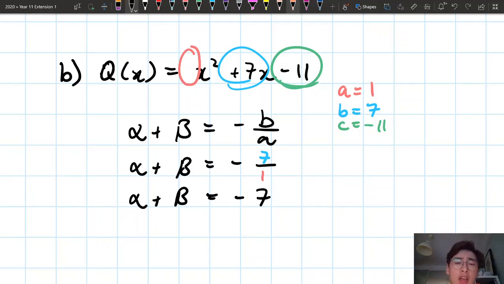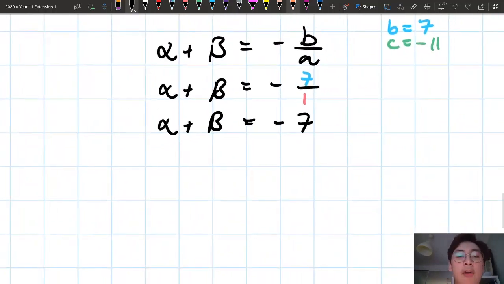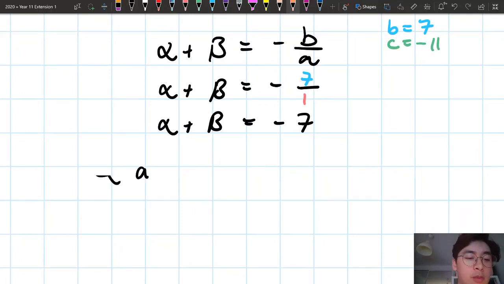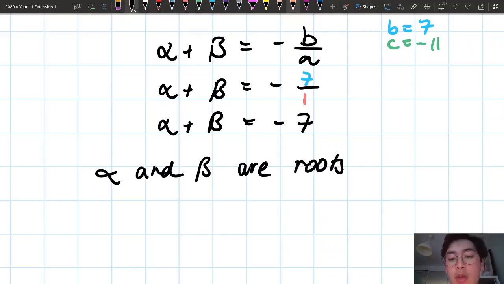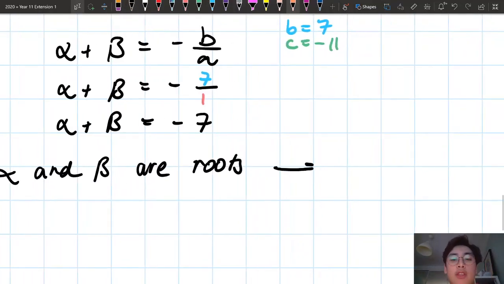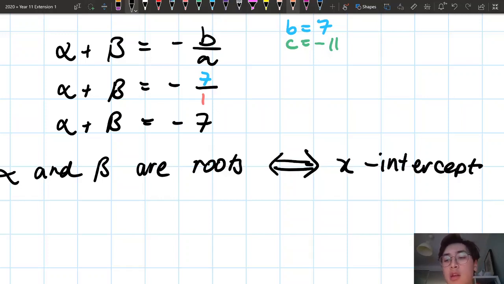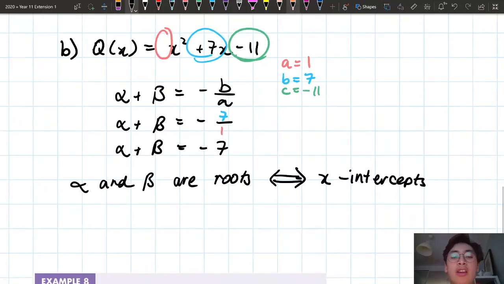Now here, it might not be immediately obvious how we do that. But what if I told you that alpha and beta are our roots? If we were to graph our polynomial, the roots are the same as the x-intercepts. The roots are just our x-intercepts.